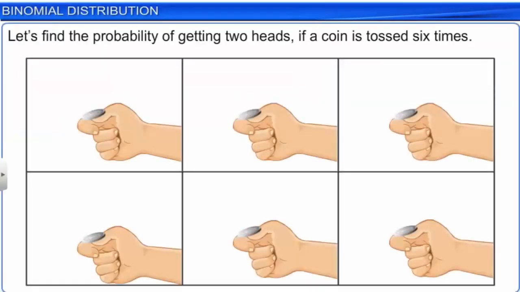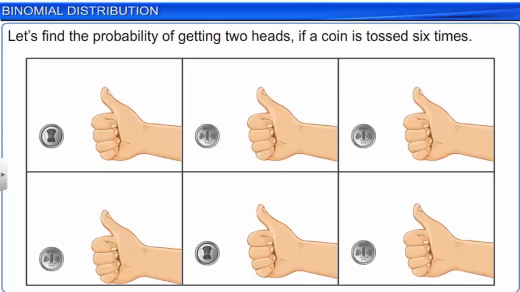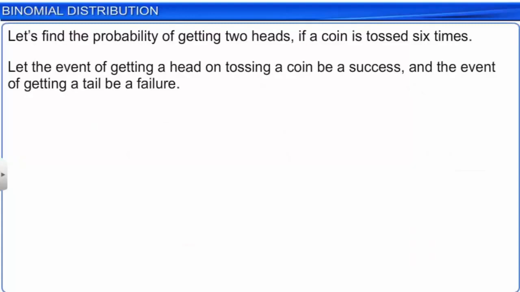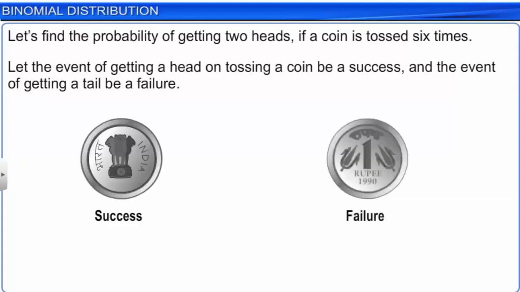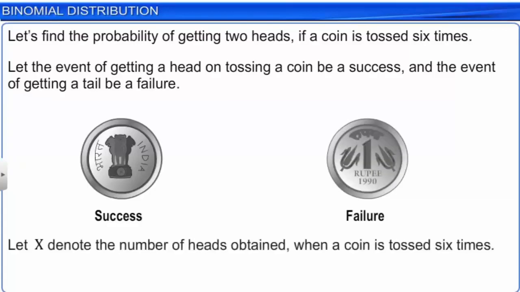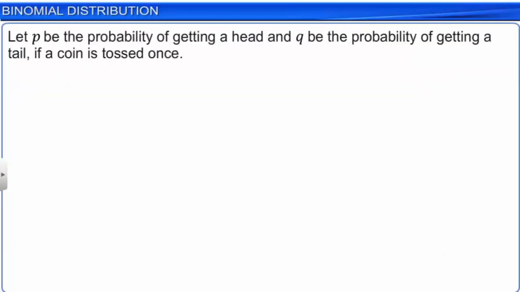Now, let's apply binomial distribution to find the probability of getting 2 heads if a coin is tossed 6 times. Let the event of getting a head on tossing a coin be a success, and the event of getting a tail be a failure. Let X denote the number of heads obtained when a coin is tossed 6 times. Let P and Q be the probabilities of getting a head and a tail, respectively, if a coin is tossed once. Therefore, P is equal to 1/2 and Q is also equal to 1/2.